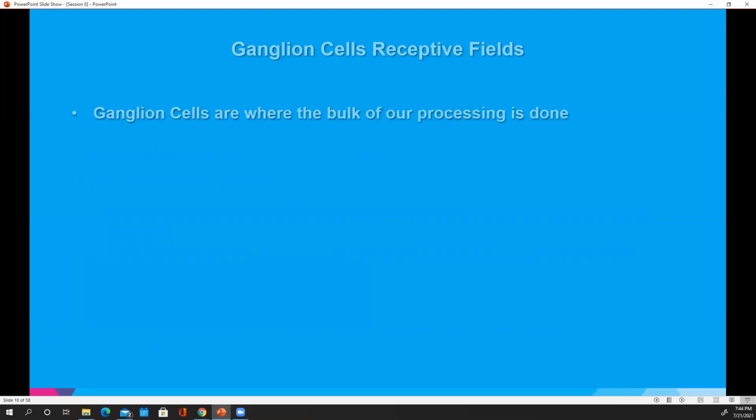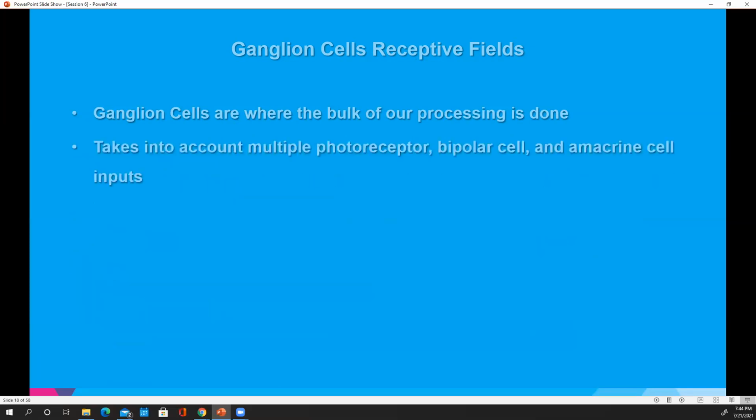So first of all, let's think about what a receptive field is. A ganglion cell is where the bulk of our processing is done. That's totally understandable. It takes into account multiple photoreceptor, bipolar cell, and amacrine cell inputs. So it is the clearinghouse of the entire retina.